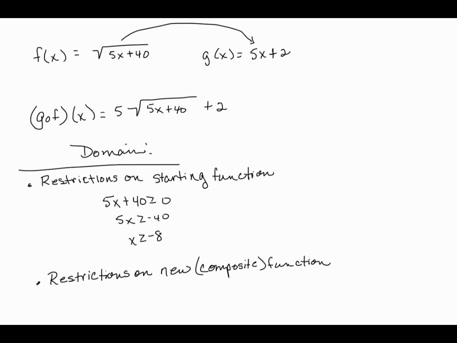Now, are there any restrictions on my new function? Well, if I look at this, I can see that I still have the same thing. What is under that radical sign still has to be greater than or equal to 0. So instead of doing that again, I'm just going to write that it is the same as above. So those are my restrictions. x is greater than or equal to negative 8. So that means my domain is from negative 8 to infinity.